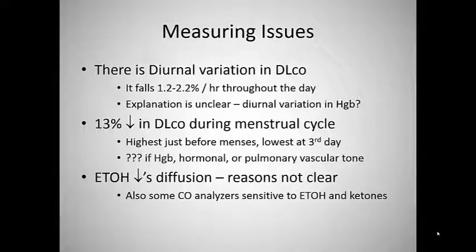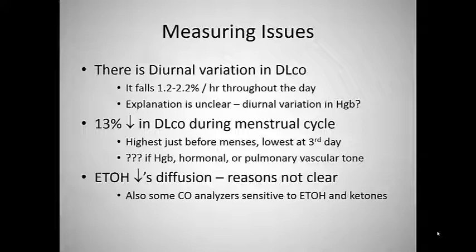Okay, kind of interesting that diffusion is a variable measurement throughout the day. There's diurnal variations. Okay, it can fall as much as 2.2% throughout the day from morning to night. Explanation's not really clear. It might be related to the fact everybody has a diurnal variation in hemoglobin. People's hemoglobin can vary significantly throughout the daytime also, due to volume effects. In females, there's a 13% decline in diffusion during the menstrual cycle. It's highest just before menses, it's lowest by the 3rd day.